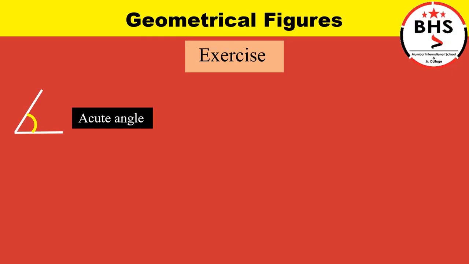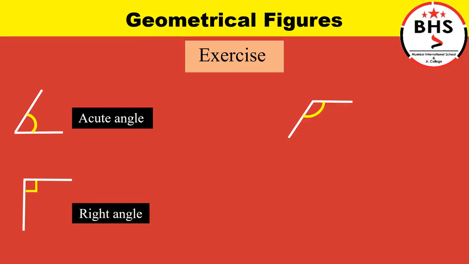Next, children, which type of angle is this? Yes, this yellow color square shows that the angle between both the lines is a right angle. Next, children, which type of angle is this? Yes, as the angle between both the lines is bigger than a right angle, so this is an obtuse angle.